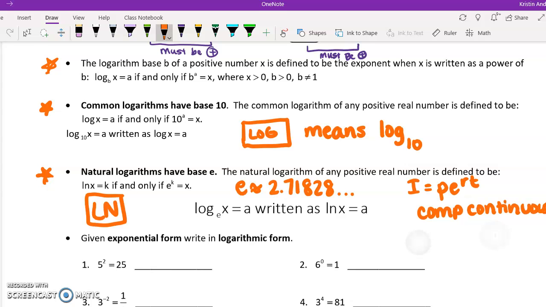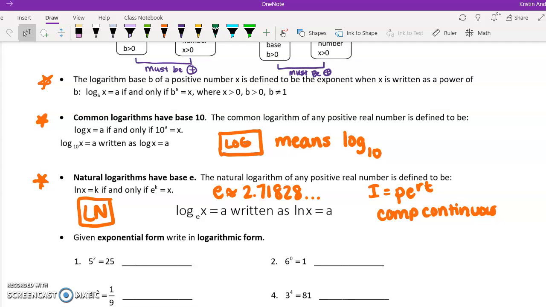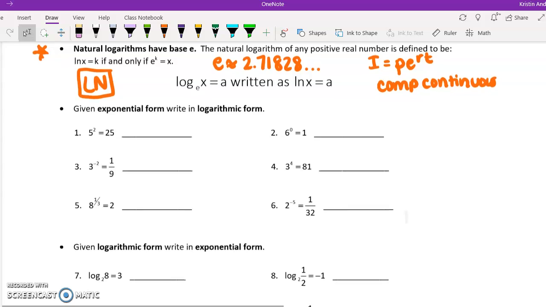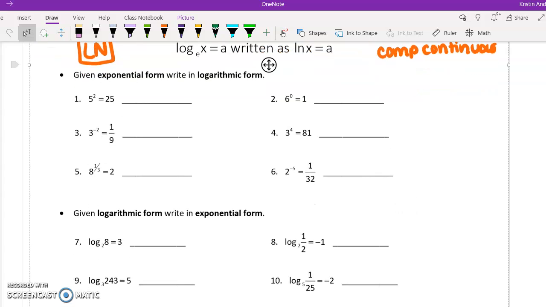I think I'm off the screen there. Whoops. Okay. Compounded continuously. That's a formula that you guys probably learned last year. But e is that number. It's kind of a number like pi. It's an irrational number. It just is a non-terminating, non-repeating decimal. So those are two buttons that you have on your calculator, and we will be using those when we start evaluating. So this next section we have, it's given exponential form and we're writing it in log form.